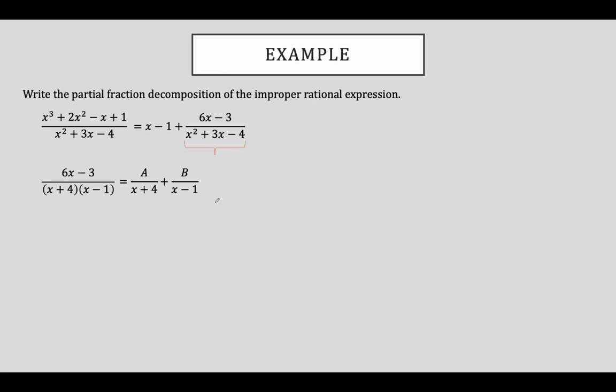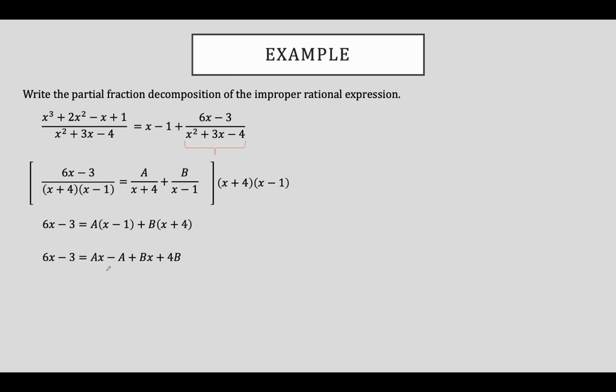To get rid of our fractions, we multiply by the least common denominator. That would be x plus 4 times x minus 1. That leaves me with 6x minus 3 on the left-hand side of the equation is equal to a times x minus 1 plus b times x plus 4. All right, make note of the values that end up canceling out. We can expand this now: ax minus a plus bx plus 4b.